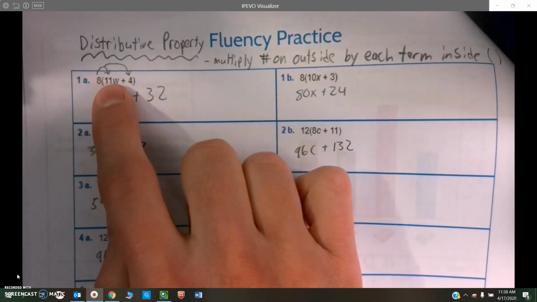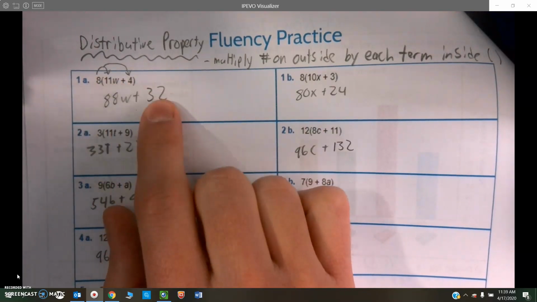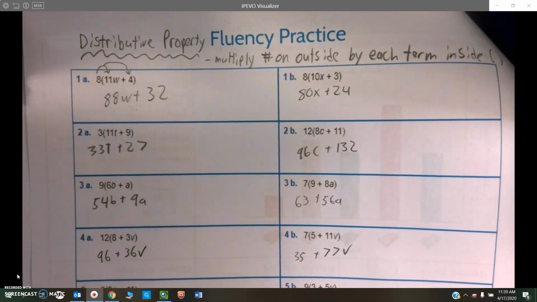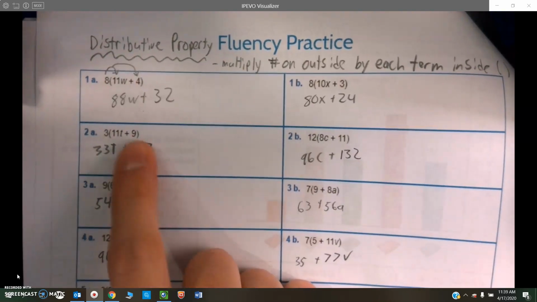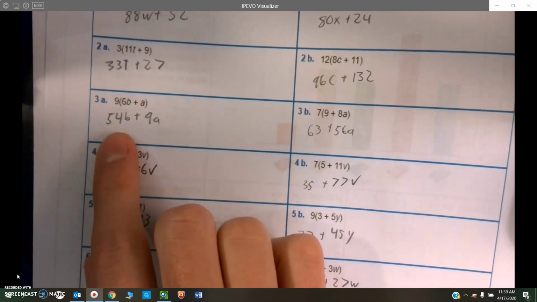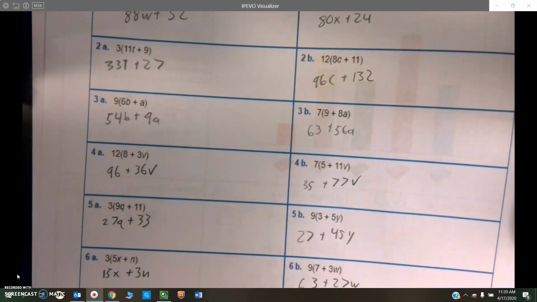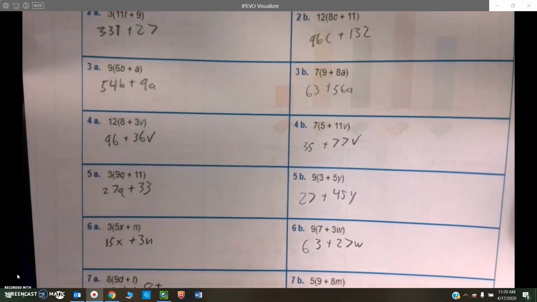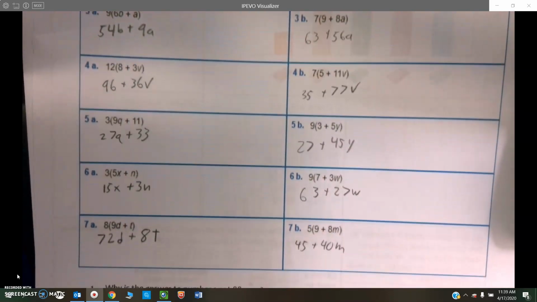Because it's a number and a variable. So 8 needs to multiply times 11w, 88w, and then 8 also needs to multiply by 4, 32. Because remember, when you multiply a number with a variable, the variable stays attached. 3 times 11t is 33t. 3 times 9 is 27. 9 times 6b is 54b. 9 times a is 9a. So you'll notice throughout that the numbers that had variables before will keep their same variable. And then the coefficients, the numbers in front, get multiplied.